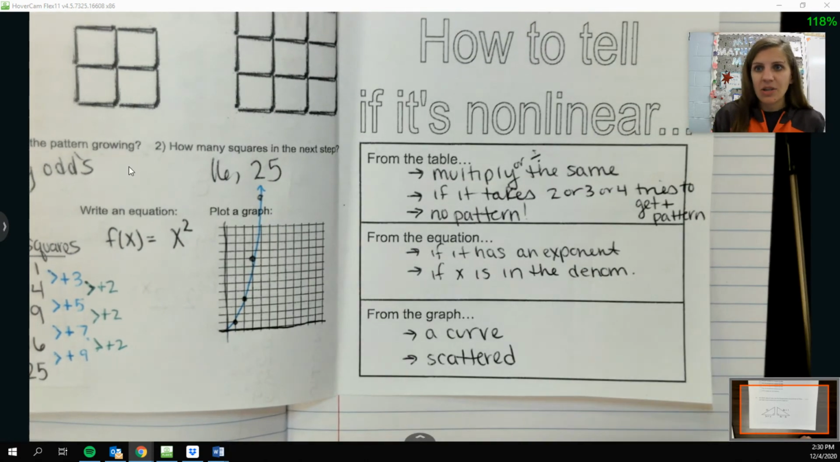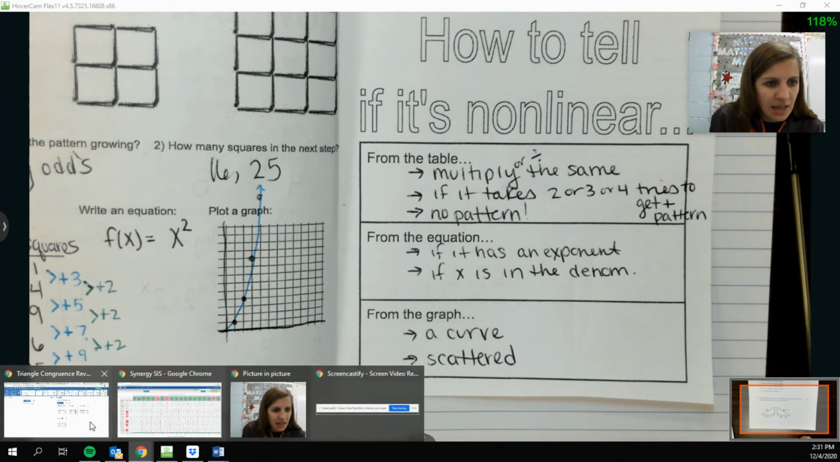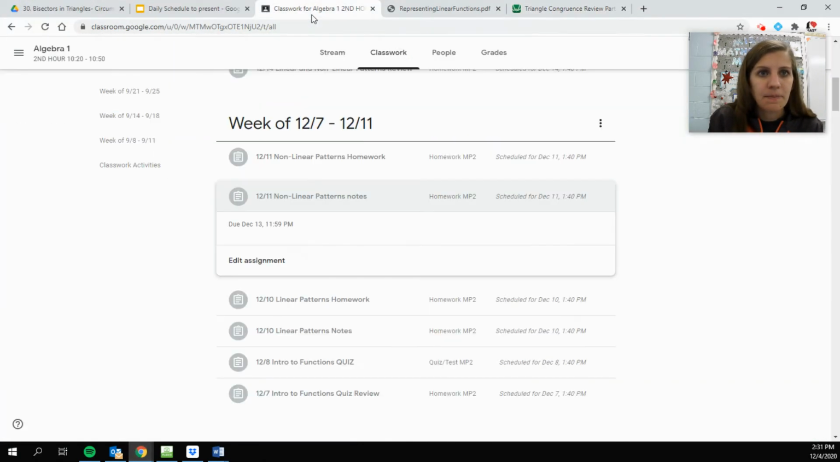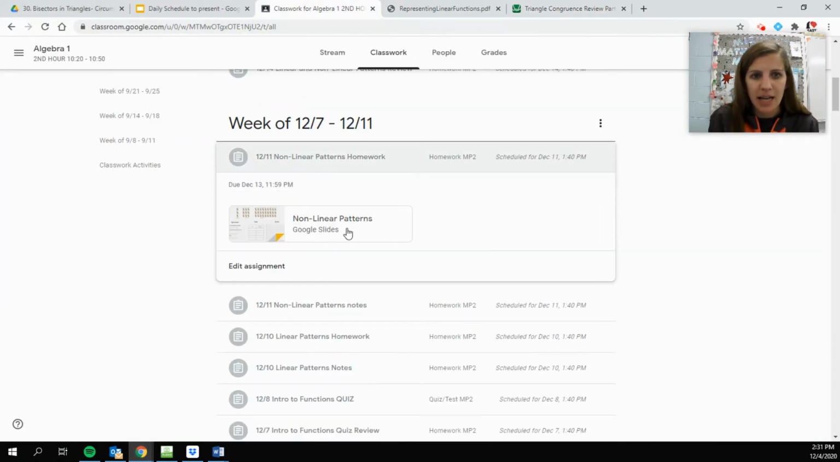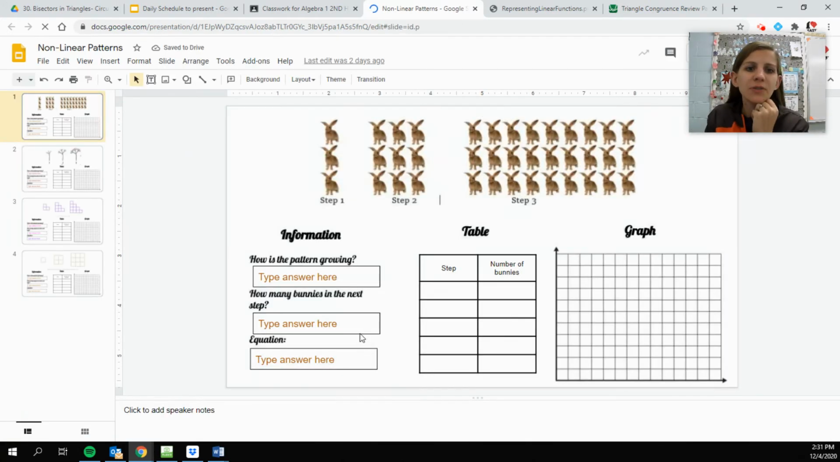Alrighty, so let's jump in and do another homework problem together. So if we take a look, and we go to our nonlinear patterns, same idea. So if I do this first one with us, we have the rabbits here. So first we had 3 rabbits. I gotta write this down. Then we have 9. Oh my gosh, and then we have a whole ton.